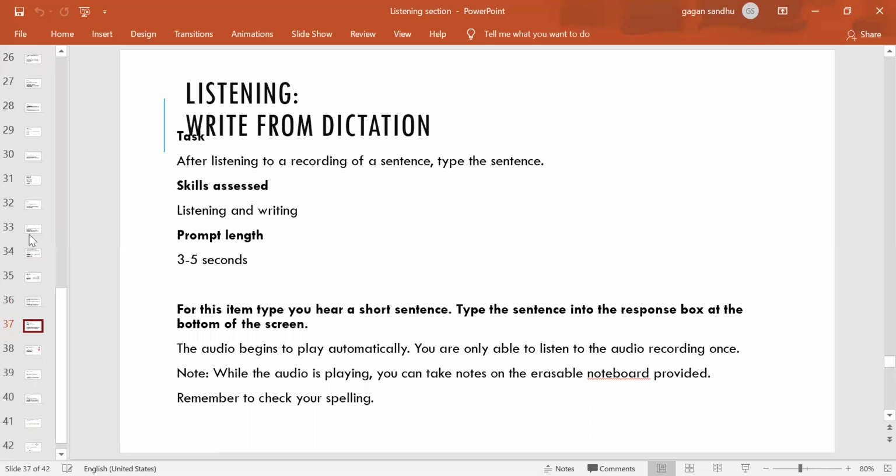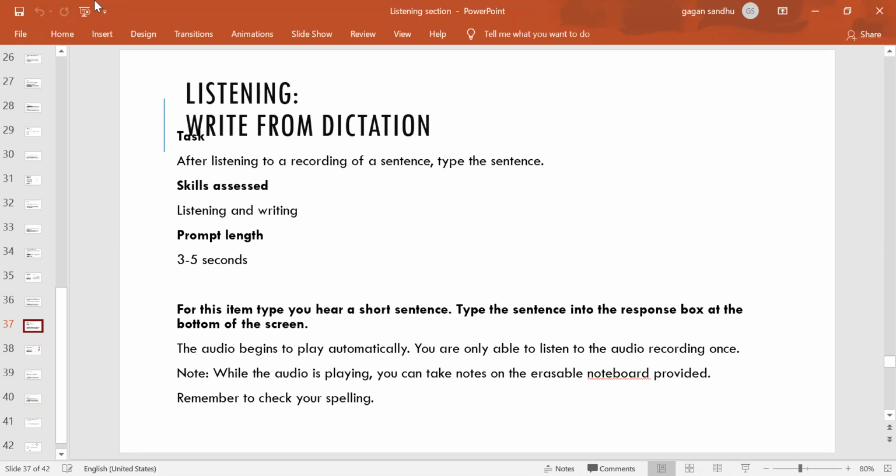After listening to a recording of a sentence, you have to type the sentence. That's the question here. Again, the score, of course, is for your written answer. So listening and writing, two parameters are getting tested, and there is partial credit for the writing. The audio will be 3 to 5 seconds only, right? For this item type, you will hear a short sentence. You have to type the sentence into the response box at the bottom of the screen, right?